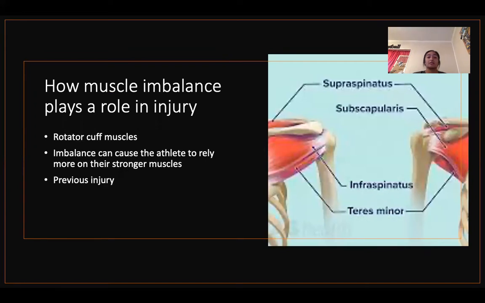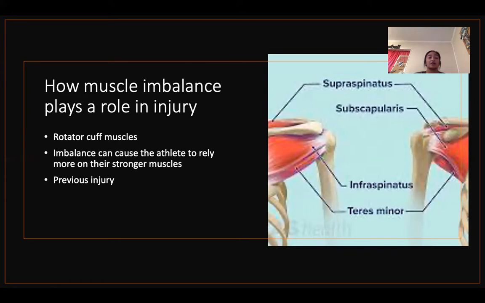How muscle imbalance plays a role in the injury. The rotator cuff muscles are as follows: the supraspinatus, which elevates the shoulder, the subscapularis, which allows the humerus to move freely during elevation, the infraspinatus, which externally rotates the shoulder, as well as the teres minor, which is responsible for external rotation.